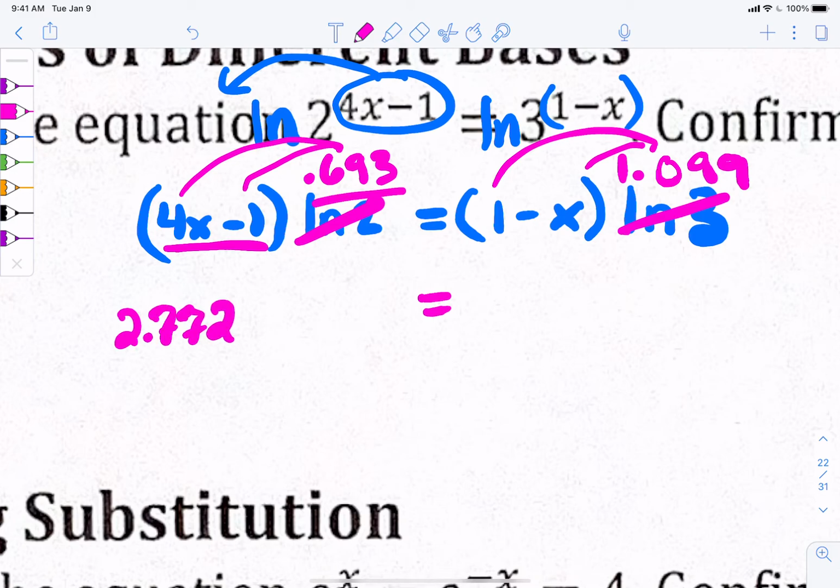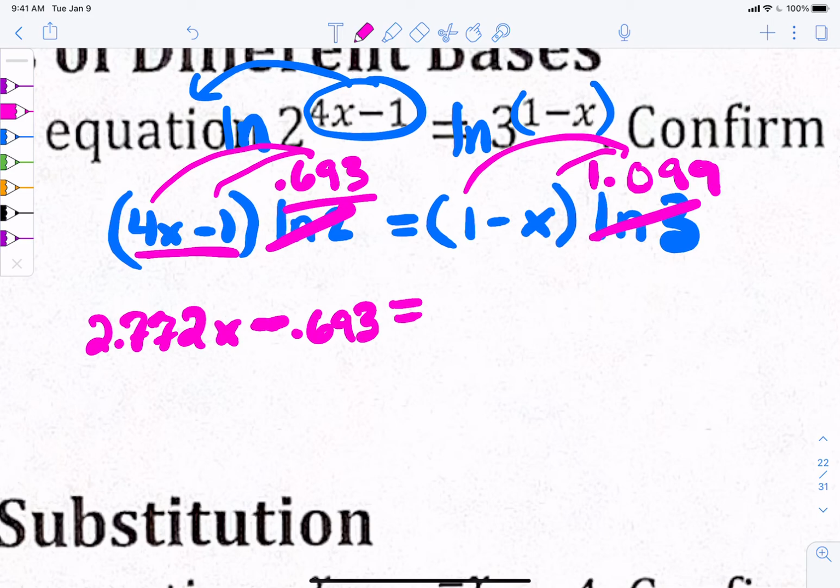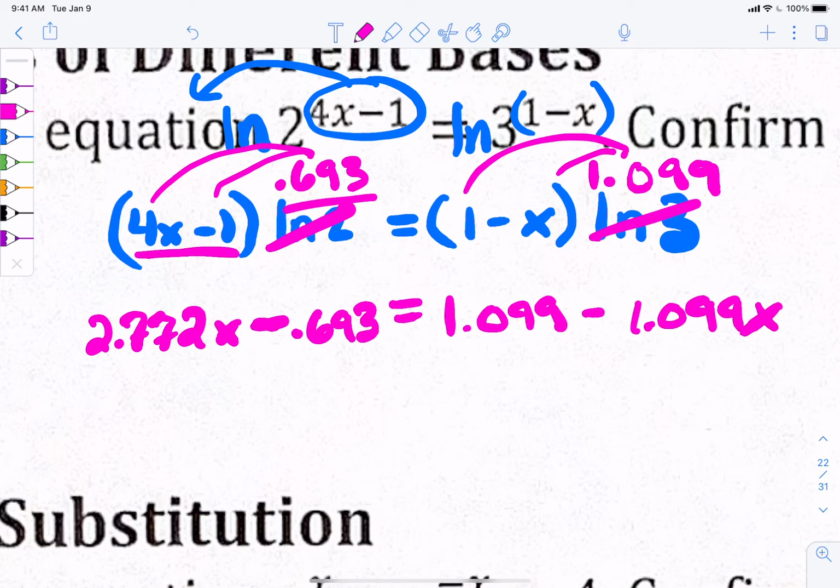2.772x minus, and 1 times that is just 0.693. Are we following so far? Okay, this one, 1.099 times 1 is just 1.099. And then minus that times x is 1.099x. We're just back distributing that as well.